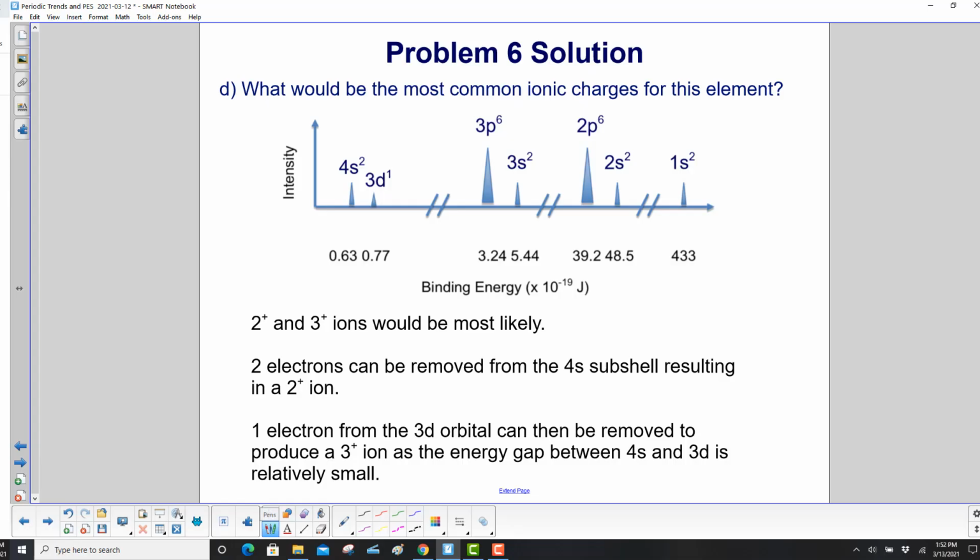What would be the most common ionic charges for this element? Well, 2+ and 3+ ions would be most likely. 2 electrons can be removed from the 4s subshell, resulting in a 2+ ion. 1 electron from the 3d orbital can then be removed to produce a 3+ ion, as the energy gap between the 4s and the 3d subshells is relatively small.